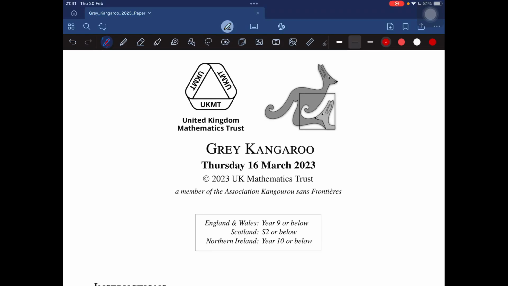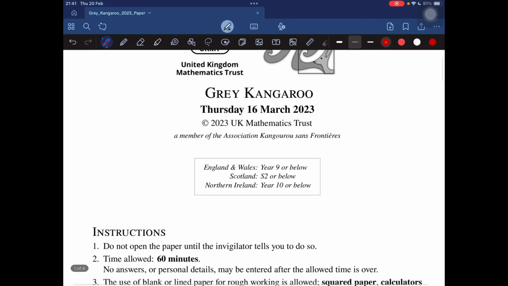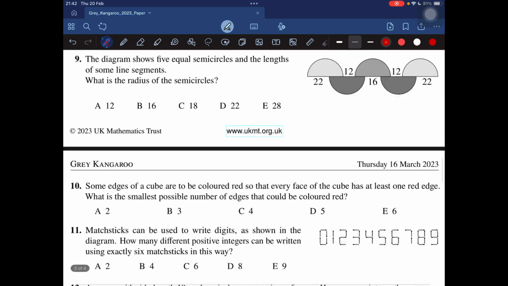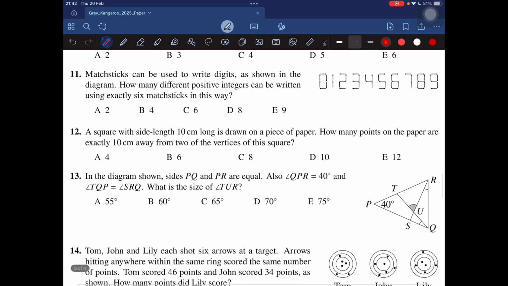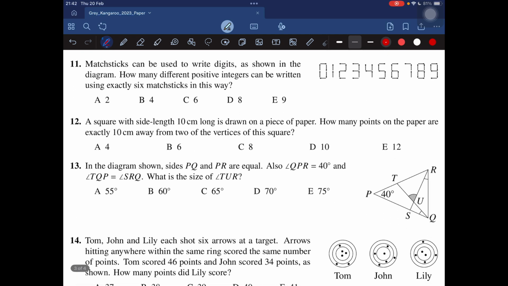So this is Grey Kangaroo UKMT 2023. We start from number 11. Matchsticks can be used to write digits, and we can make positive integers using exactly 6 matchsticks. The digits use 6, 2, 5, 5, 4, 5, 6, 3, 7, 6 matchsticks.